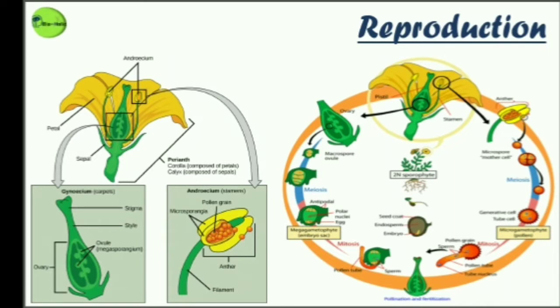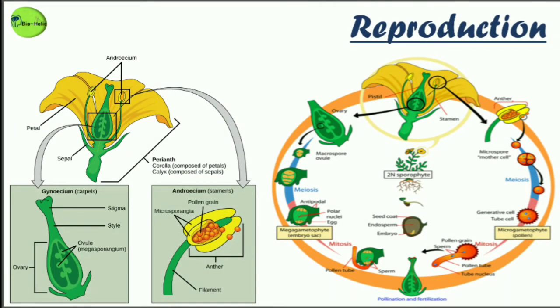Now the polar nuclei eventually fuse to produce a diploid secondary nucleus, and pollen grains after dispersal from the anthers are carried by wind or various other agencies to the stigma of a pistil, and this is termed pollination. Now the pollen grains germinate on the stigma and the resulting pollen tubes grow through the tissues of the stigma and style and reach the ovule.